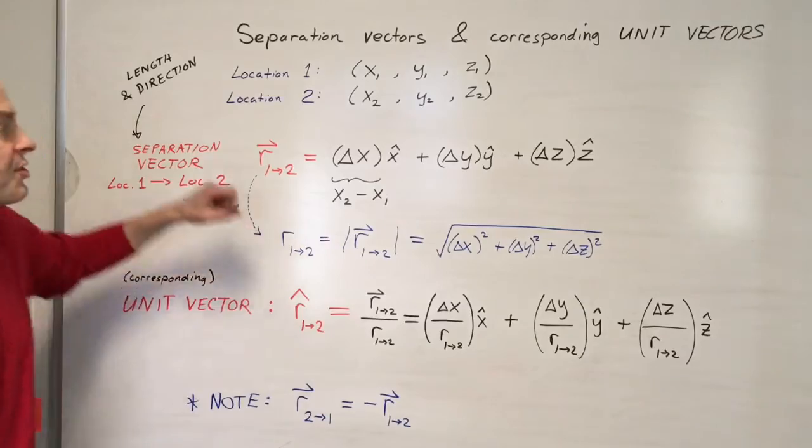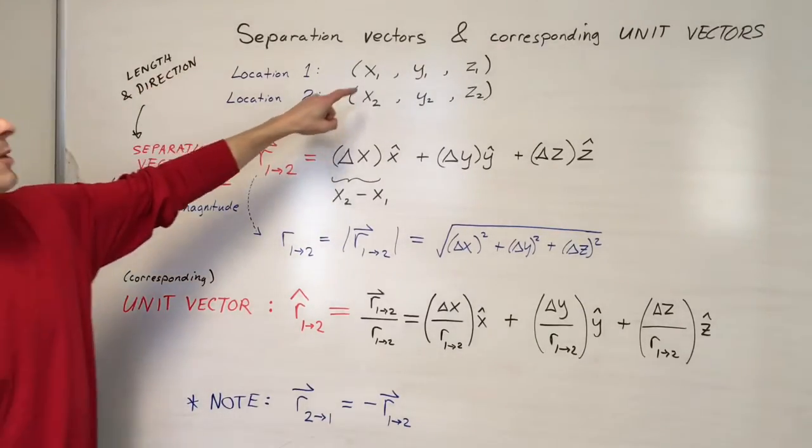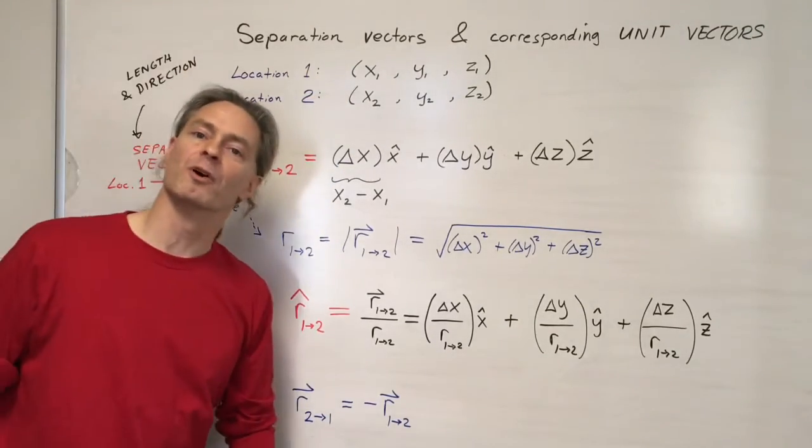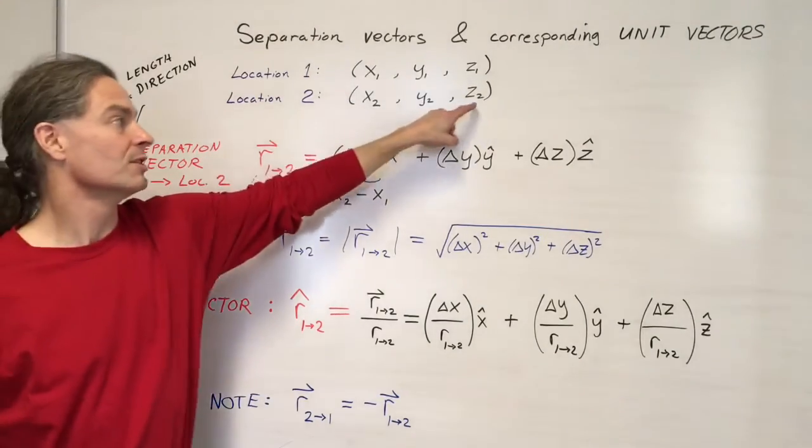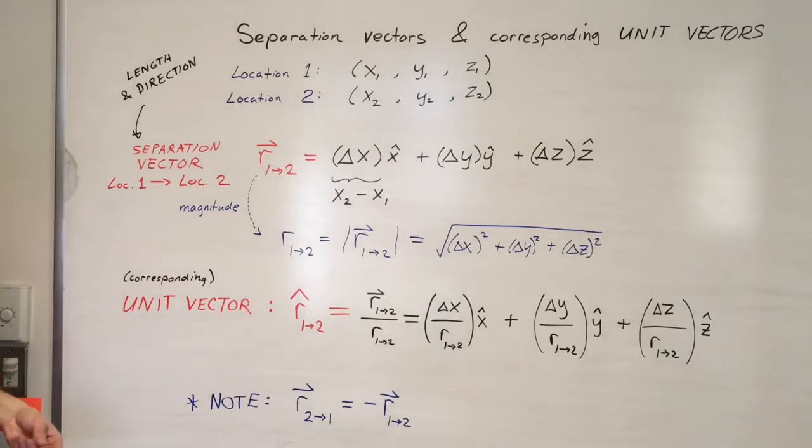Imagine we have two locations in space. Location 1 specified by the coordinates x sub 1, y sub 1, and z sub 1, and location 2 specified by x2, y2, and z2, both in the same coordinate system.